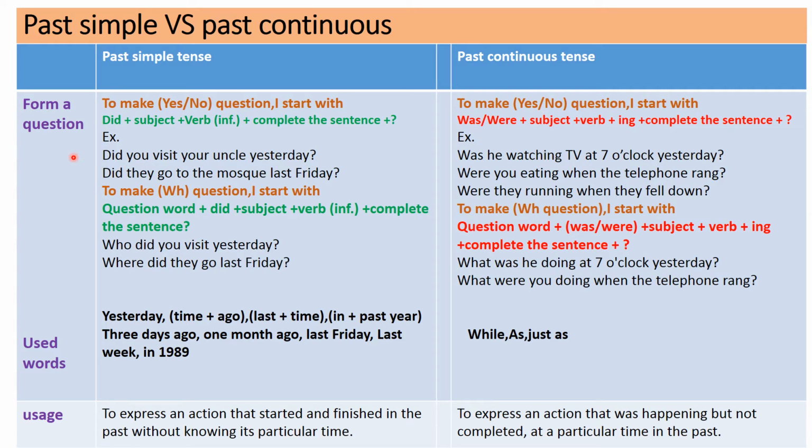How to form a question. We said before that we have two kinds of questions: yes or no question and WH question. To make a yes or no question in the past simple tense, just start with did, then the subject, then the verb, then complete the sentence.